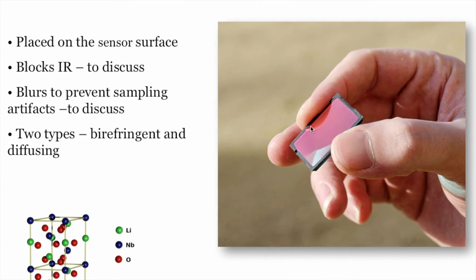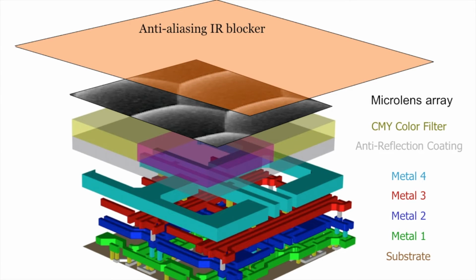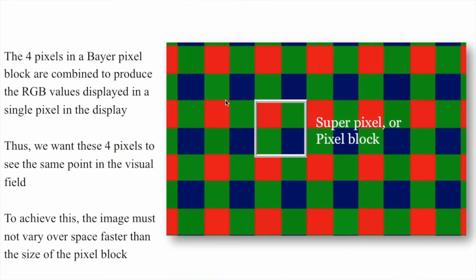So there are really two types of anti-aliasing filters that people use. They put the IR blocking in here because it's convenient. You don't want to have two separate filters. The anti-aliasing filters can be based either on this particular kind of interesting birefringent material, lithium niobate, and it's commonly used here in this case. I should say that the anti-aliasing filter sits up here at the very top. And the idea of these anti-aliasing filters is like this.